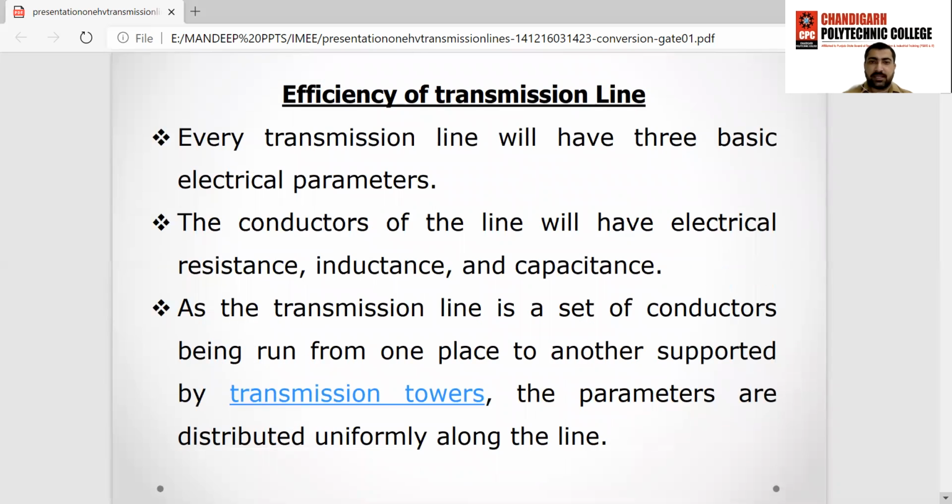Every transmission line will have three basic electrical parameters. The conductors of the line will have electrical resistance, inductance, and capacitance. As the transmission line is a set of conductors being run from one place to another, supported by transmission towers, the parameters are distributed uniformly along the line.